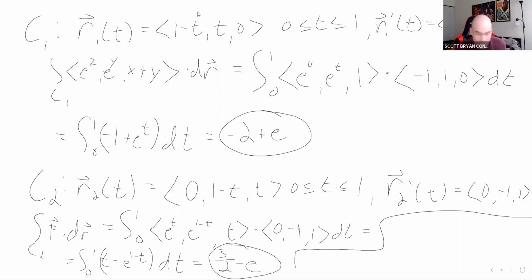And then, rather than going through the whole process again, which you would normally have to do if you're evaluating, I'll just tell you. When we do the same for the integral over C3, we get e minus 3/2.